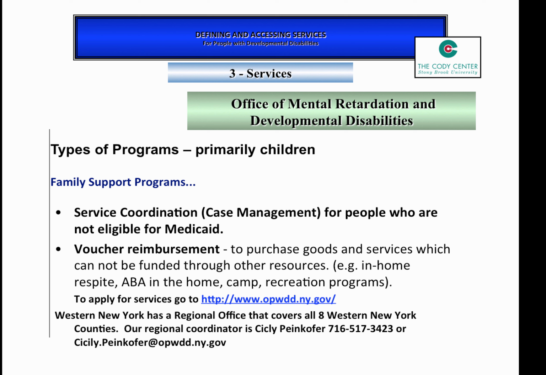Again, continuing with family support programs, there's also service coordination or case management for people who are not eligible for Medicaid, who need some help with managing all the myriad services that their child's receiving. There's also voucher reimbursement to purchase goods and services which can't be funded through other sources. For example, in-home respite, ABA in the home, camp, recreation programs.